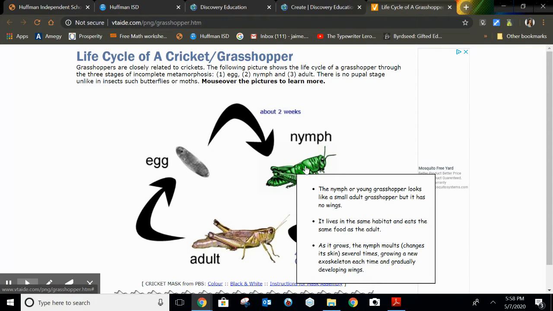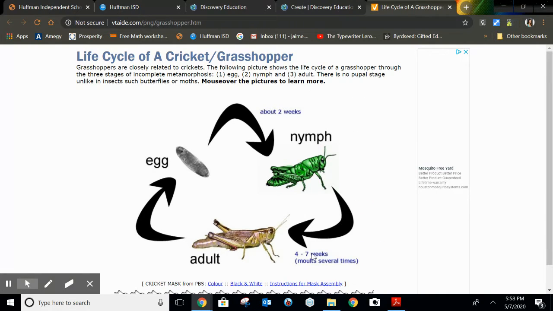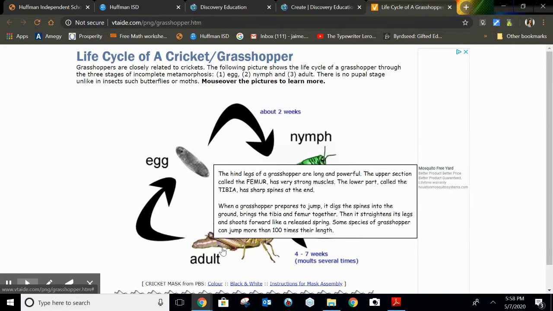The nymph or young grasshopper looks like a small adult grasshopper, but it has no wings. It lives in the same habitat and eats the same food as an adult. As it grows, the nymph molts or changes its skin several times, growing a new exoskeleton, which is an outside, hard shell that supports its body, each time, and gradually developing wings. After 4 to 7 weeks, it will molt several times and become an adult.